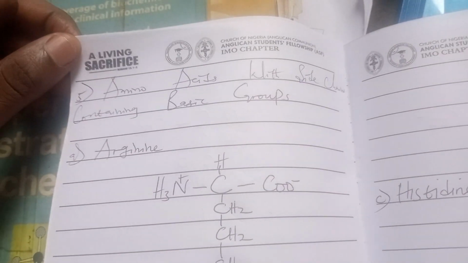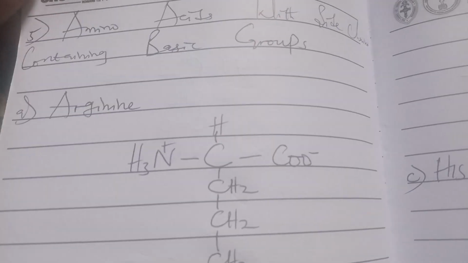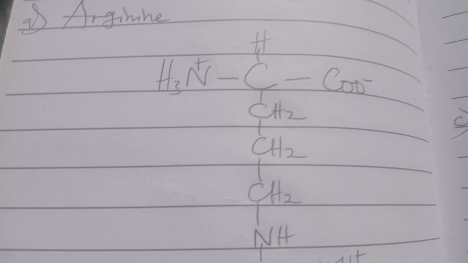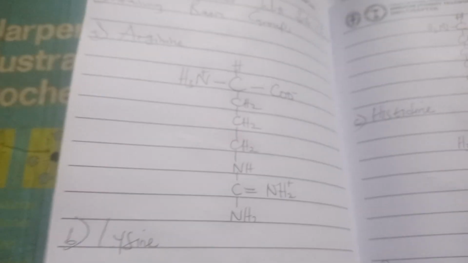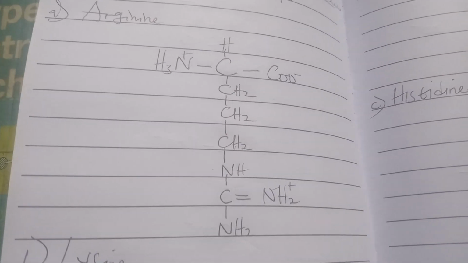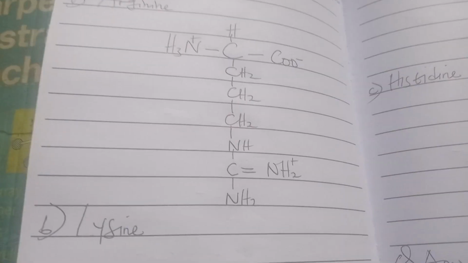Are you there? So now to the next amino acids: amino acids with side chains containing basic groups. Now we have arginine. Arginine contains a basic group. When we're talking about a basic group, look at the introduction of the basic group here, the NH or the NH2. So that is it. Look at the arginine, at the CH2, CH2, CH2, NHC and all that. Know these things for your own good.